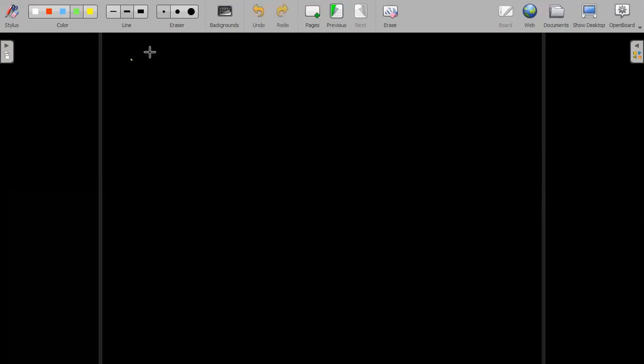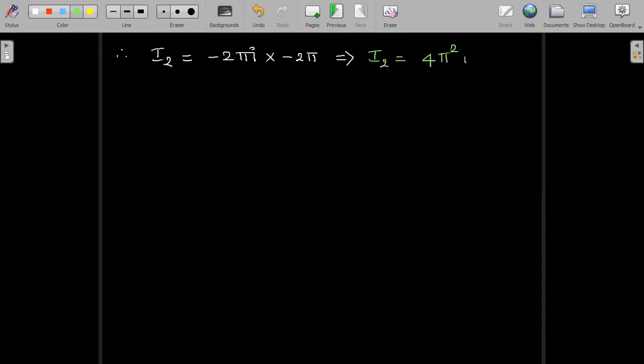Therefore, I2 is equal to minus 2 pi i into f dash of 1. Just now we saw the answer is minus 2 pi. So this gives us the answer for I2, and let me block the answer. 2 into 2, 4 pi square i. Minus into minus becomes plus. So I2 is 4 into pi square i. This is the answer for I2 for us.